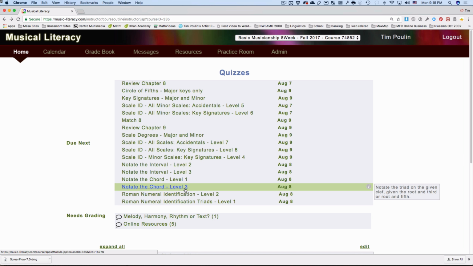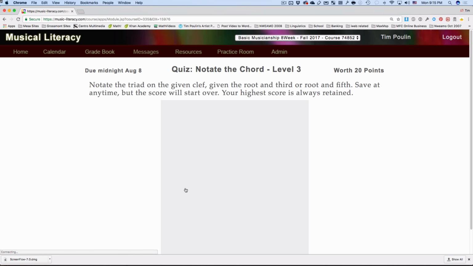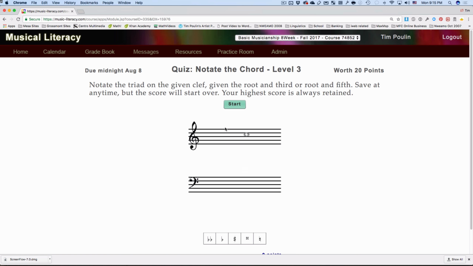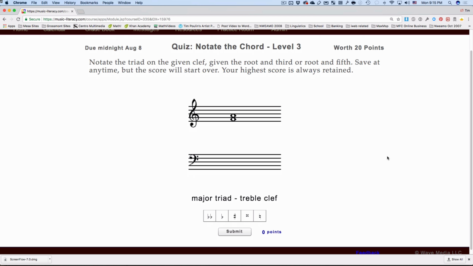Now let's look at Notate the Chord level 3. This is going to get us much better at creating chords. We're not going to generate them just by the root, but they're going to be given two notes, the root and the fifth or the root and the third, and we have to fill in whatever's remaining to make the triad quality that it asks for.